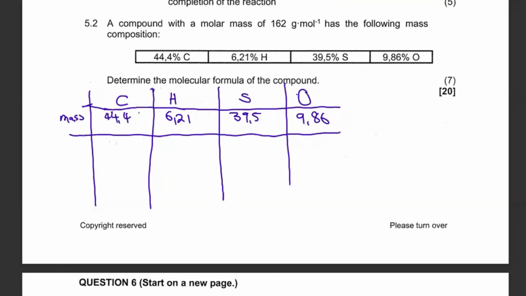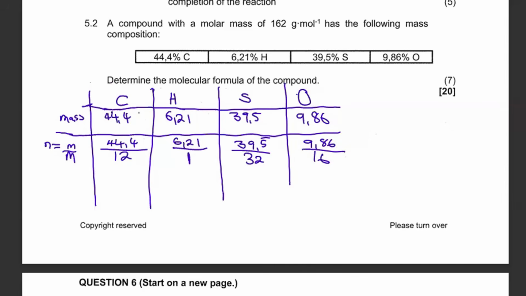So the next step, we're supposed to find the number of moles. Remember, to calculate the number of moles, n is equal to m over M. So for carbon, it's going to be 44.4 over 12, carbon being 12. Then hydrogen is 6.21 over 1. Then 39.5 over 32 for sulfur. Then oxygen is 9.86 over 16, like that.